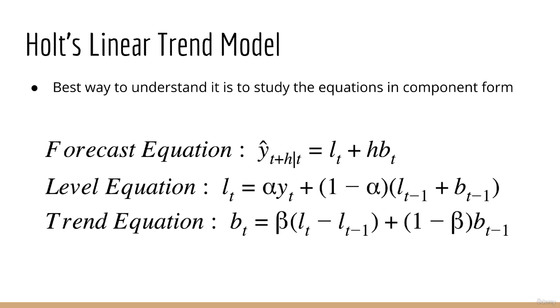You'll notice that, whereas the simple exponential smoothing model had 2 equations, we now have 3 equations. So we've added one more equation, specifically one more equation for modeling the trend. So now we have 3 equations in total, one for the forecast, which we already had, one for the level, which we already had, and one new equation for the trend.